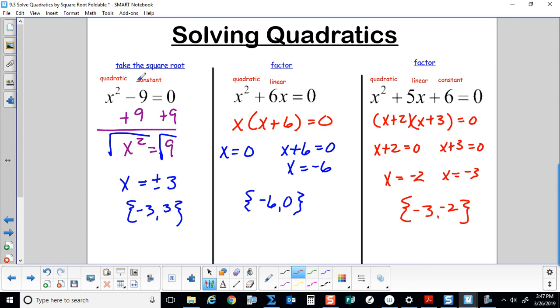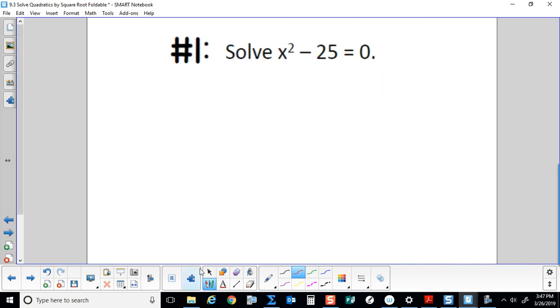So again, today we'll be using the square root, but we just want to make sure that we don't have a linear term, because that's not when we take the square root. We take the square root when we do not have a linear term, but we have a quadratic term. Let's go ahead and try number 1.